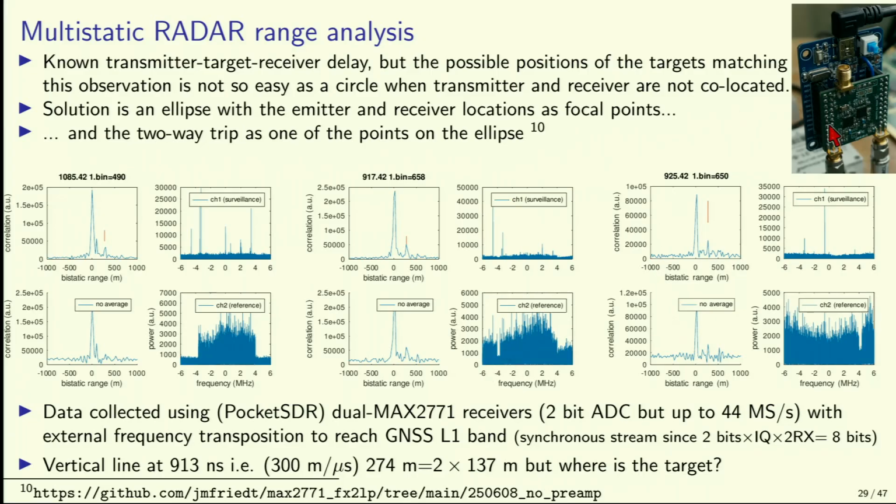And actually what we do is we put 2 of them so that we have one reference channel, one surveillance channel. The only trick here is that this is dedicated to L-band, 1 to 2 gigahertz. Most of the signals of interest are sub-gigahertz, so you need an external frequency transposition circuit, a mixer, to transpose the incoming signal to the L-band.